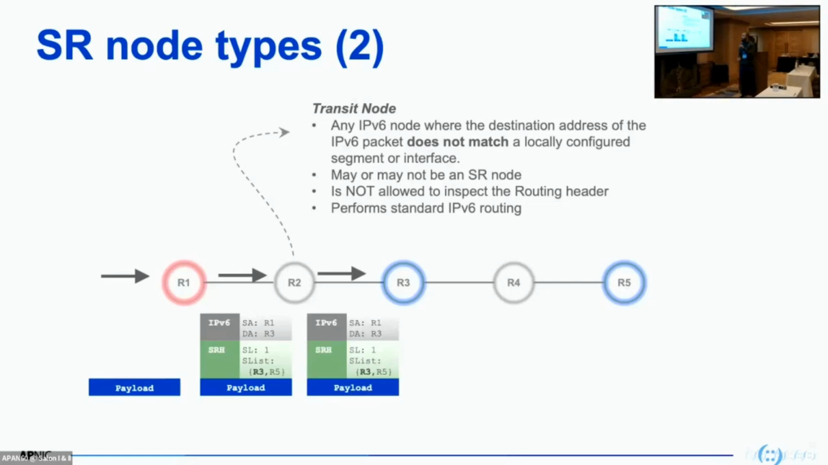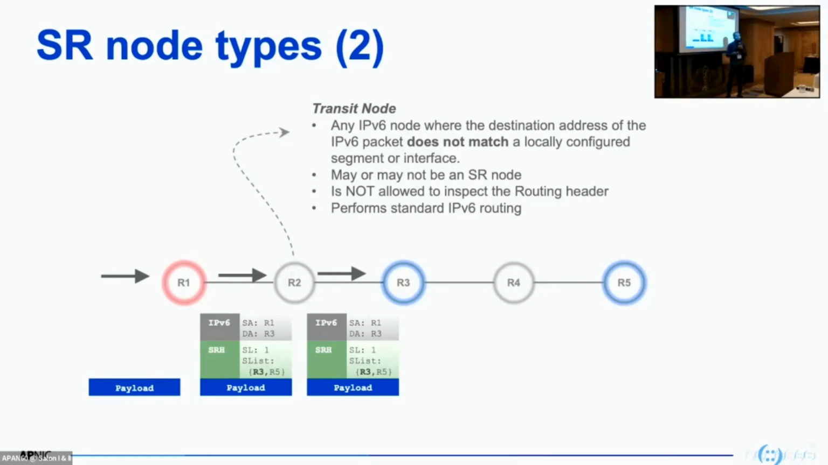So finally it comes here. R3 looks at the header and it's the destination. And as the destination, it sees there is 1 more instruction left.